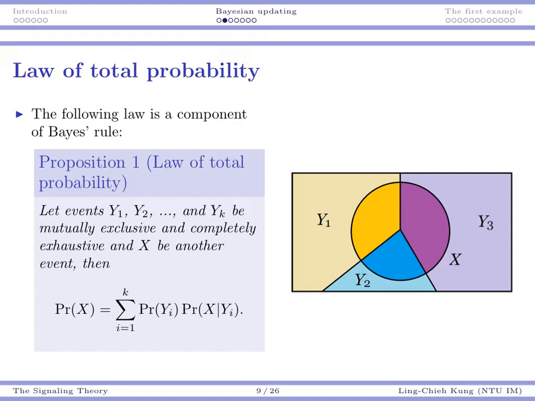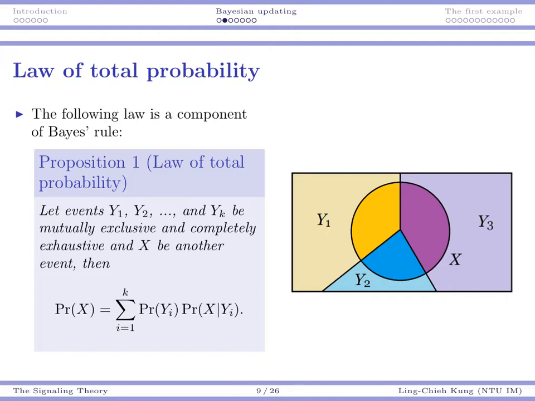Suppose we have several events y1, y2 up to yk. These events are mutually exclusive, and that means if one happens, then the others do not happen. And they are completely exhaustive. That means one of them must happen. So altogether y1, y2, y3 up to yk will together form a sample space, a perfect partition of a sample space.